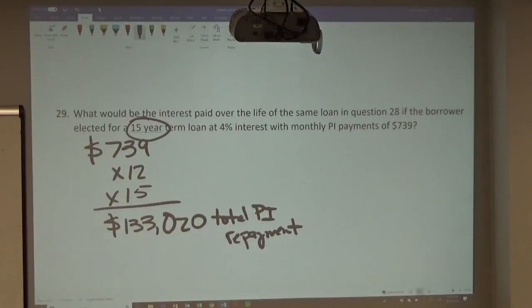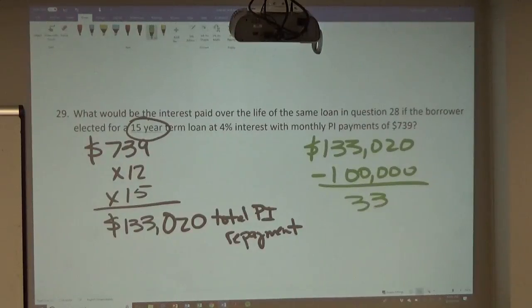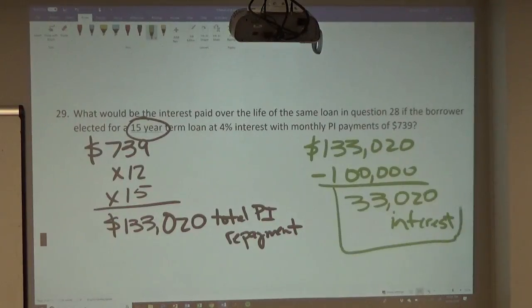Well, if you go back to the previous question, we only borrowed $100,000. So we should be able to say, okay, well, if we paid back $133,020, we only borrowed $100,000, that means we paid $33,020 in interest over the life of that loan. $33,020 in interest since we took out that loan, over the whole course of it.